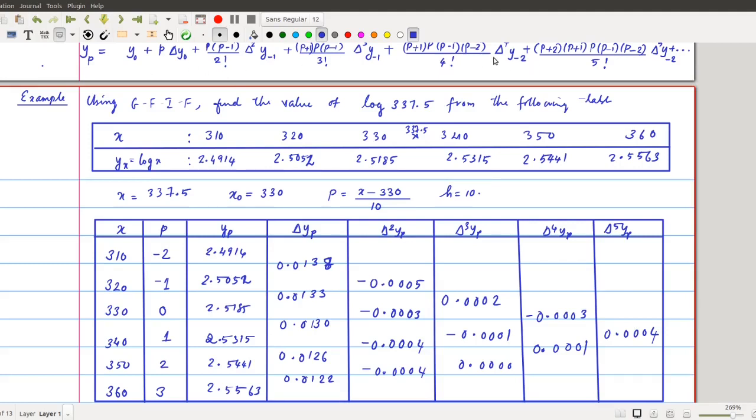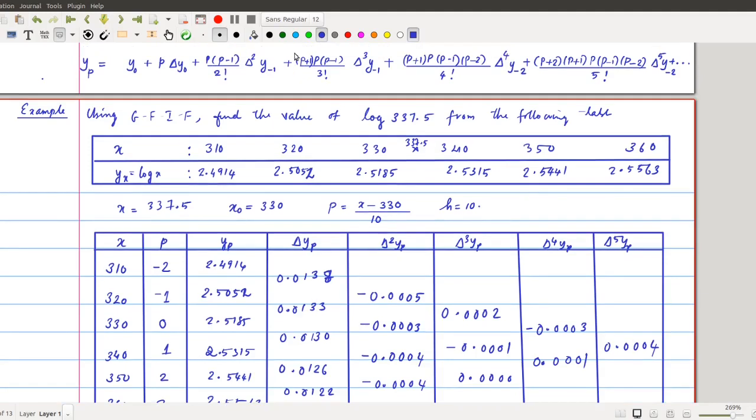Now we evaluate this one. In order to evaluate this formula, we need to get y naught first. y naught is the image of x naught. We have said x naught is 330, so this is our y naught. y naught is the value 2.5185. So I said this is our y naught. To form this formula we set y naught as this, because this is our x naught. We take this as our x naught, and y naught is this one.